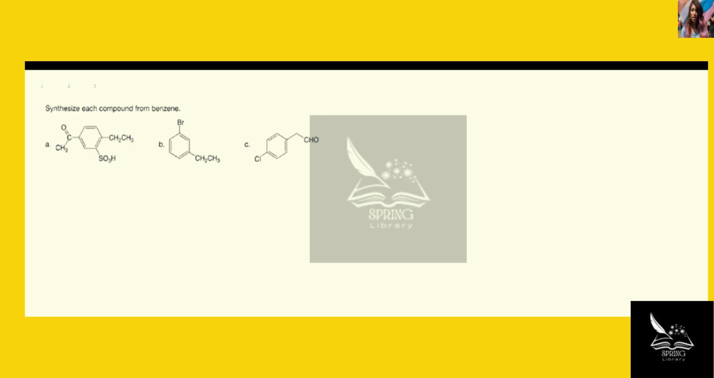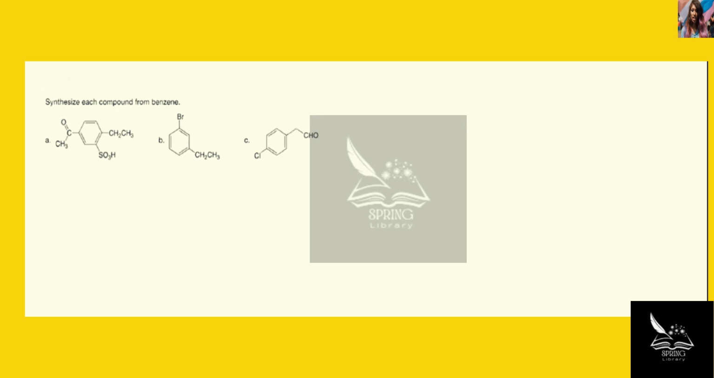Here the question is, synthesize each compound from benzene: A, B and C. So one by one we are preparing each compound from benzene. A is the compound. Whenever you are synthesizing this kind of compound, first of all you have to remember what are the groups present in the compound. Look at the molecule of the product carefully, and start making it.